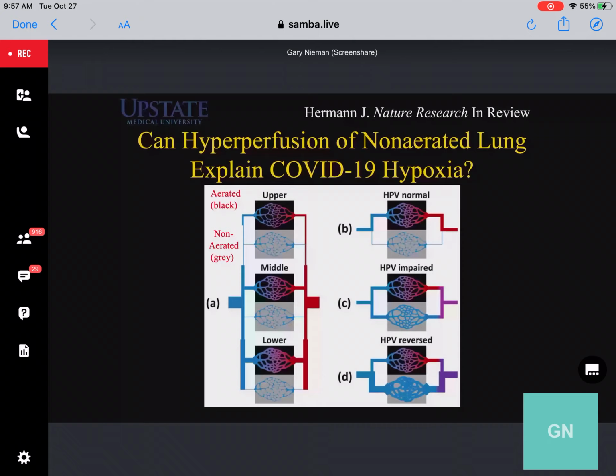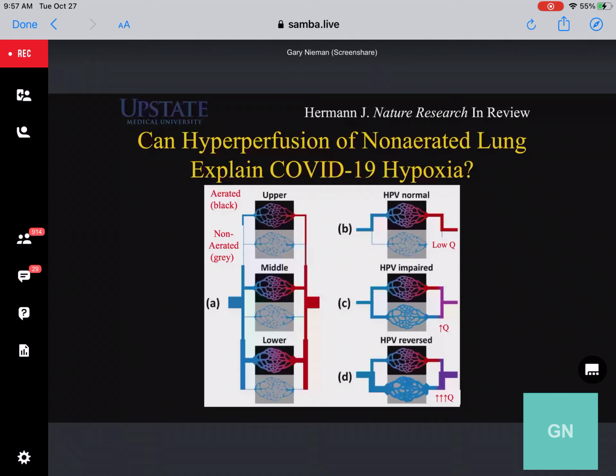And so with normal HPV, you would get low flow to the non-perfused. With impaired, you'd get increased flow. And with APRV, HPV reversed, you would actually get a huge increase in the perfusion of the collapsed tissue.